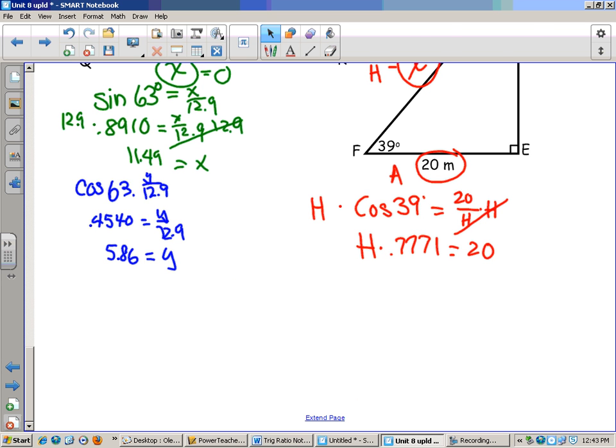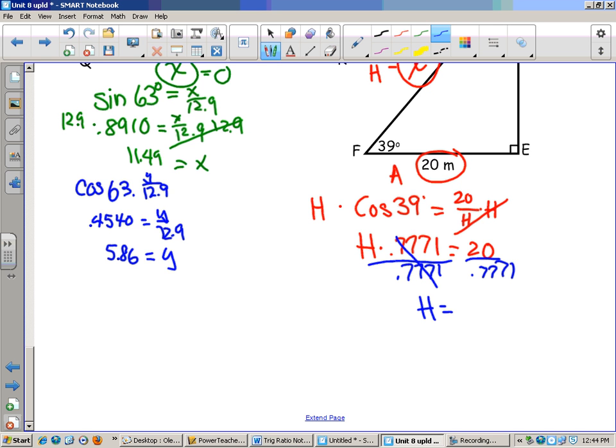All right, so since I'm trying to get h by itself, and this is multiplying, I know the opposite of multiplying is dividing, so I'm going to divide both sides by 0.7771. Okay, so those cancel, and I have h left on this side, and what is 20 divided by 0.7771? 25.74.